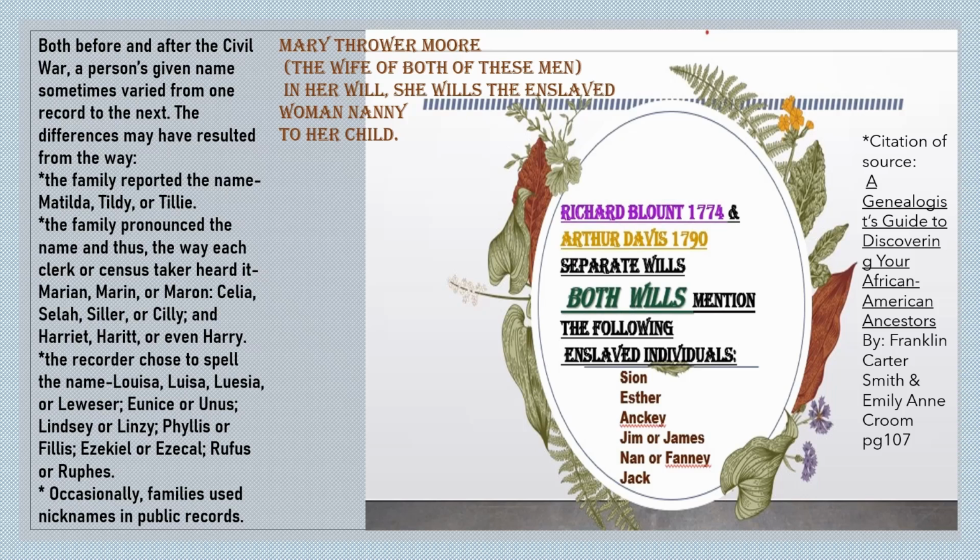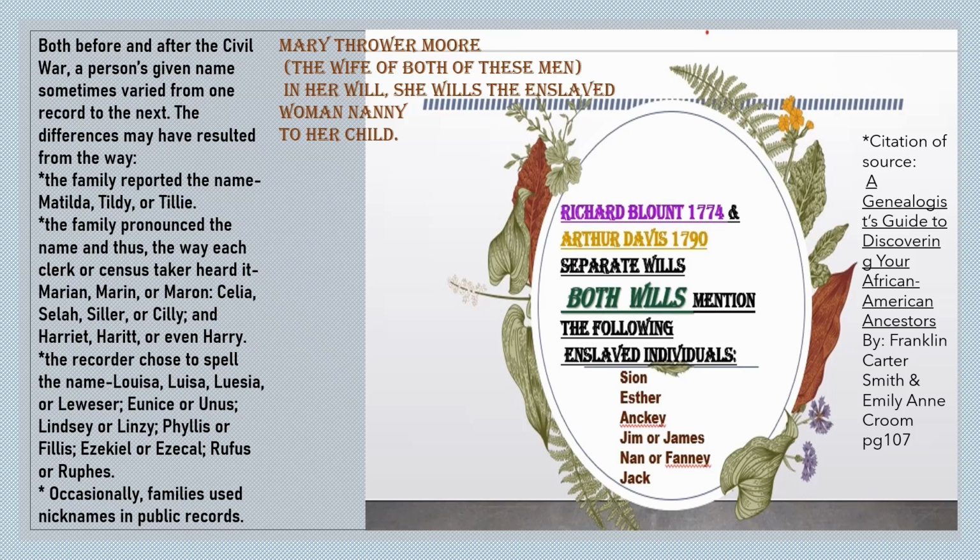Sion, they both have Sion in there. They both have Esther. They both have Enki. One will said Jim, one said James. I'm thinking that's the same person. One said Nan. The other said Fanny. And just remember some of the things that we just learned about the way names are reported. So it could be the same person.